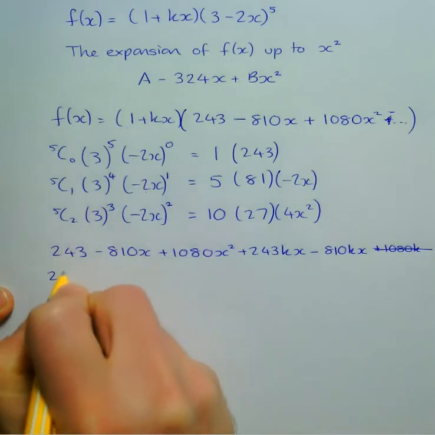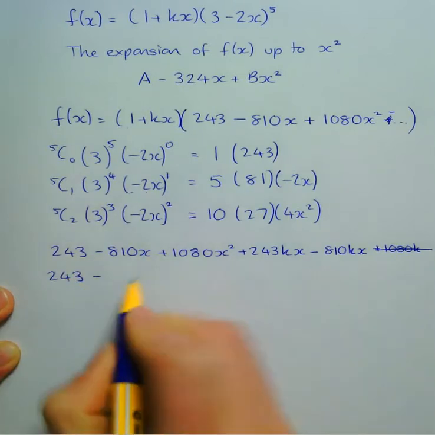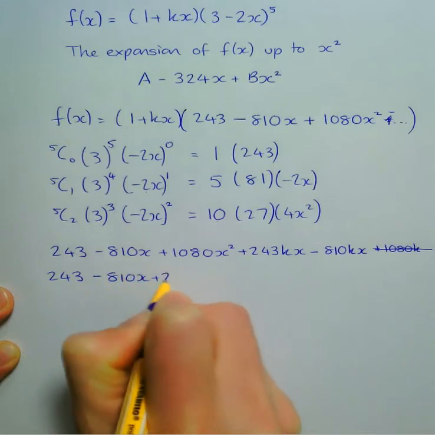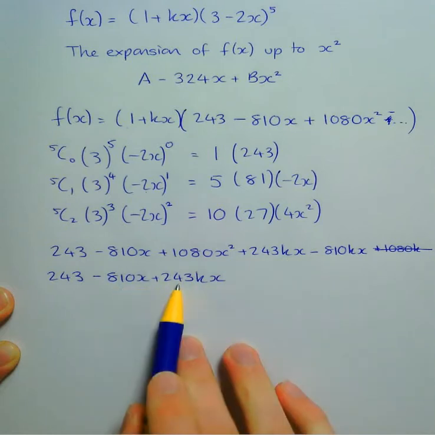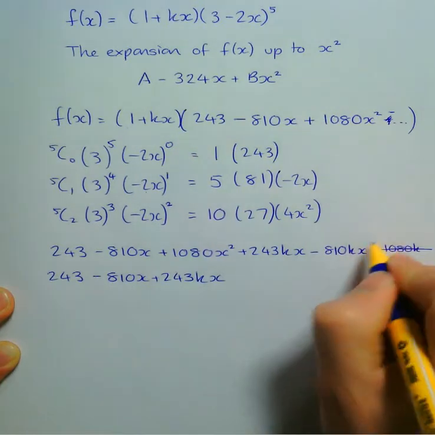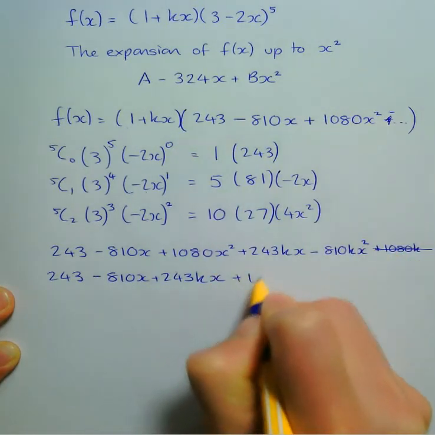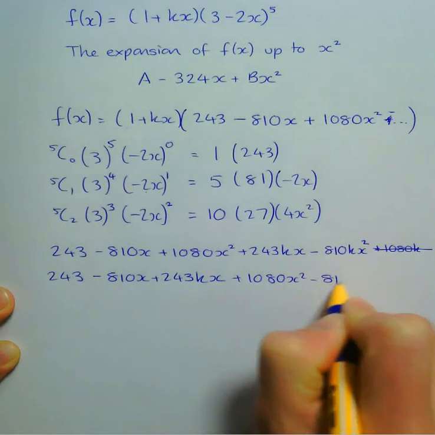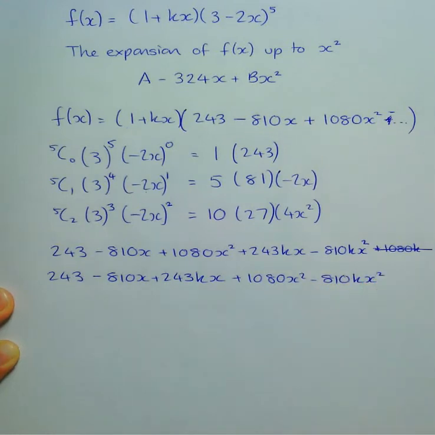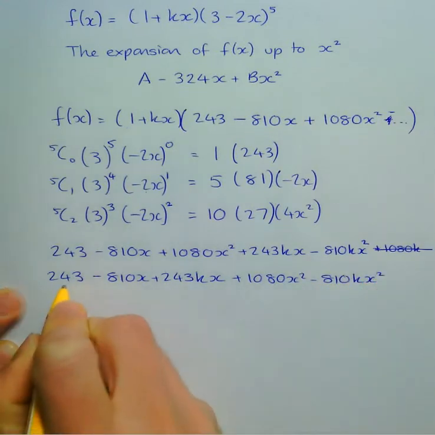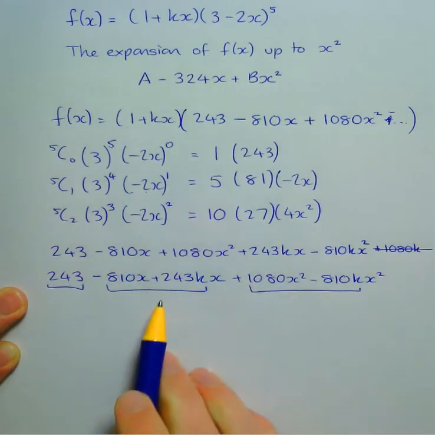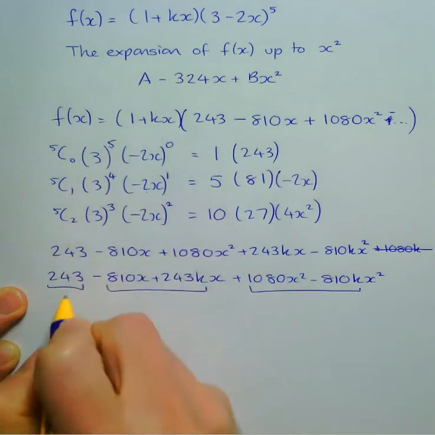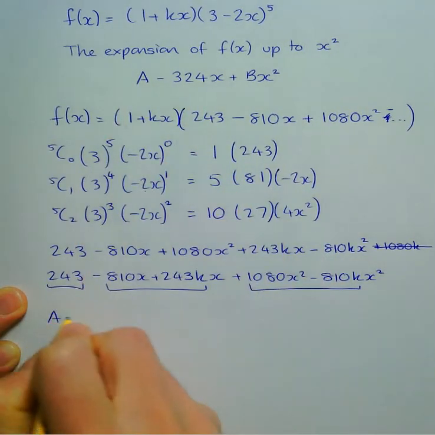Right, so let's tidy all this up. So what have we got? How many x terms we've got? We've got minus 810x plus 243kx. So I've now just rewritten those next to each other. And that was a squared term there, wasn't it? So we've got plus 1080x squared minus 810kx squared. Right. So this and this and this corresponds directly to this one. So I can say A is 243.